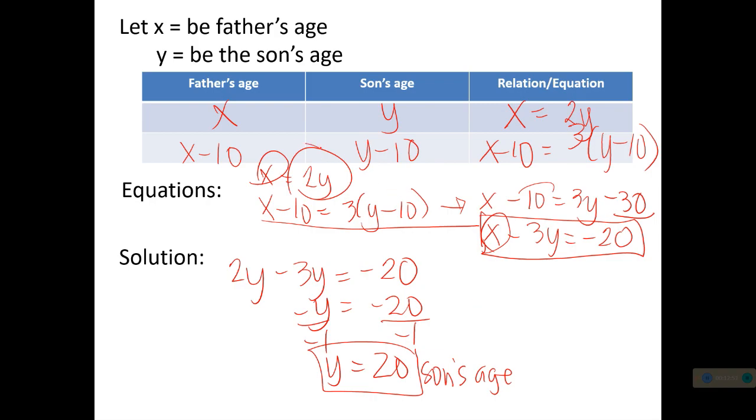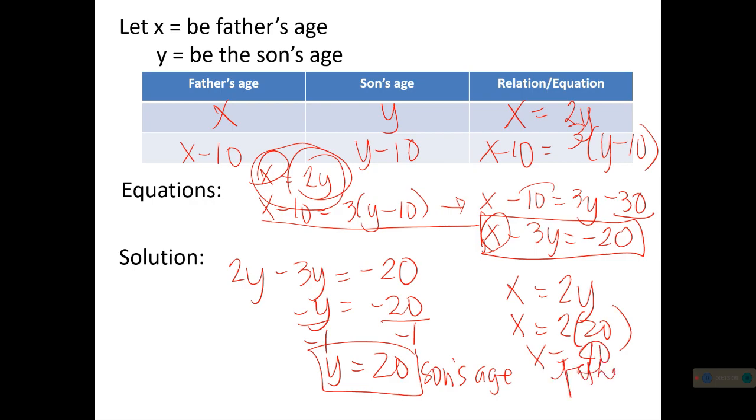Okay. So, we are going to use this equation. We have here x equals 2y because the father is twice as old as his son. So, we have here x equals 2 times the son's age, which is 20. So, x equals 40. So, this will be the father's age. Okay? So, is there any question for the second example? If you don't have, let's now proceed.